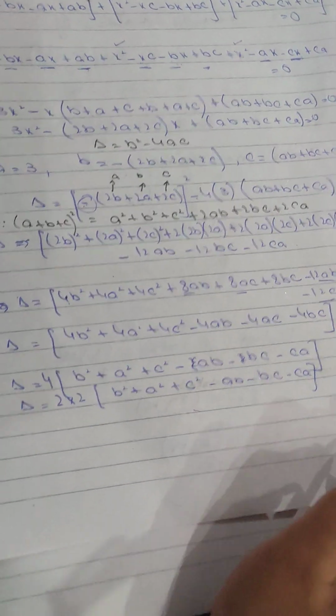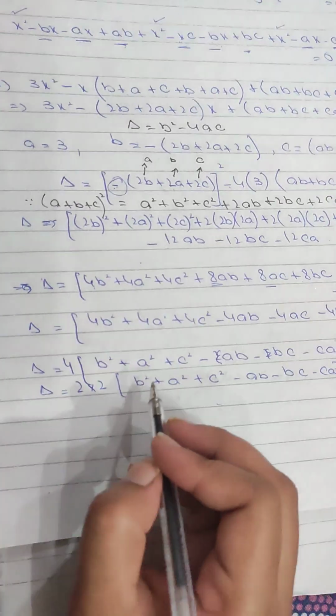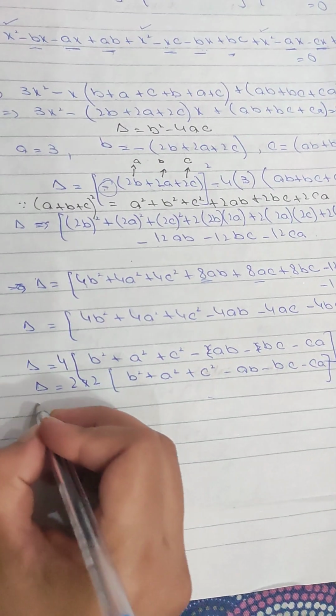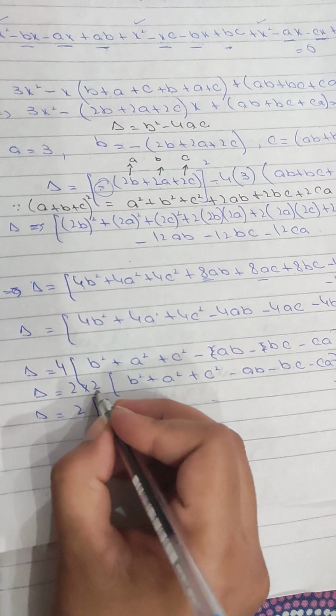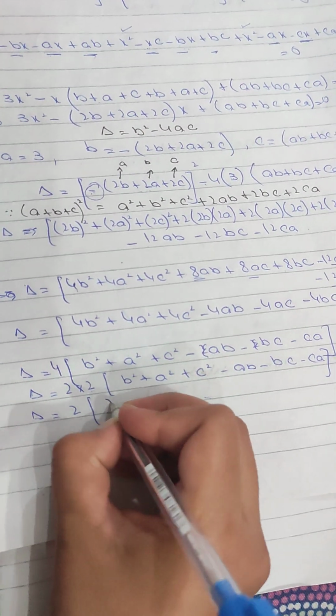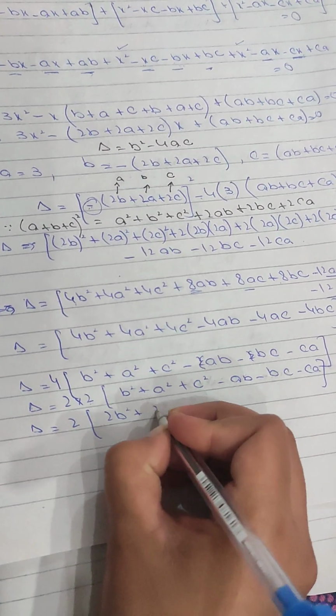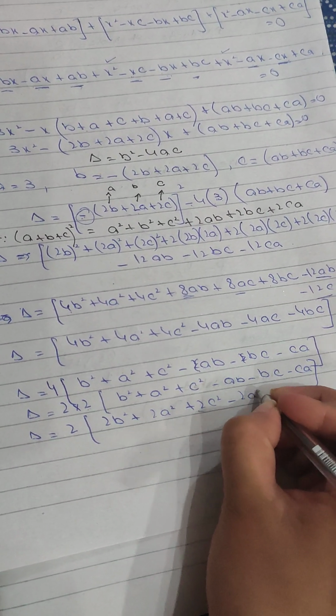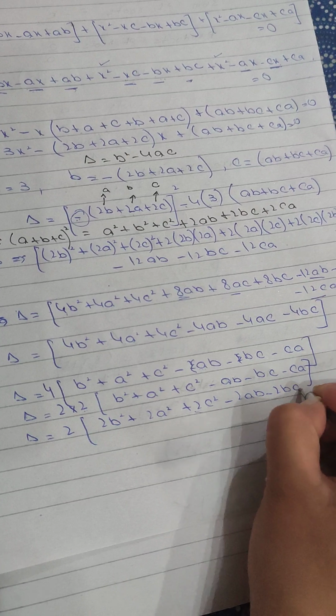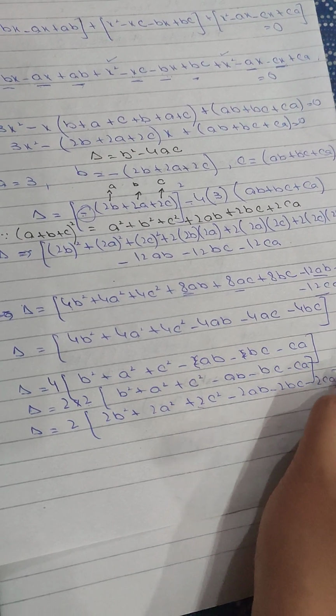Why are we doing this? Because 2ab is required. To create 2ab, we are sending the 1/2 inside. So the 1/2 will remain outside, and this 2 will be multiplied with the bracket. It will be 2b square plus 2a square plus 2c square minus 2ab minus 2bc and minus 2ca.